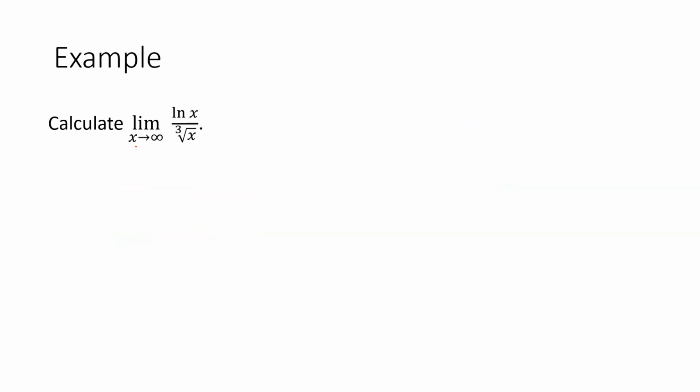Let's try another example here. The limit as x approaches infinity of ln of x over the cube root of x. So again, we're kind of comparing the growth rates of these two functions. Now, let's check to see if it's in the correct form. So again, I notice as x goes to infinity, ln x goes to infinity. So here it'll be infinity in the numerator. And the cube root of x also goes to infinity. So it's in the infinity over infinity form, so we can use L'Hopital's rule.